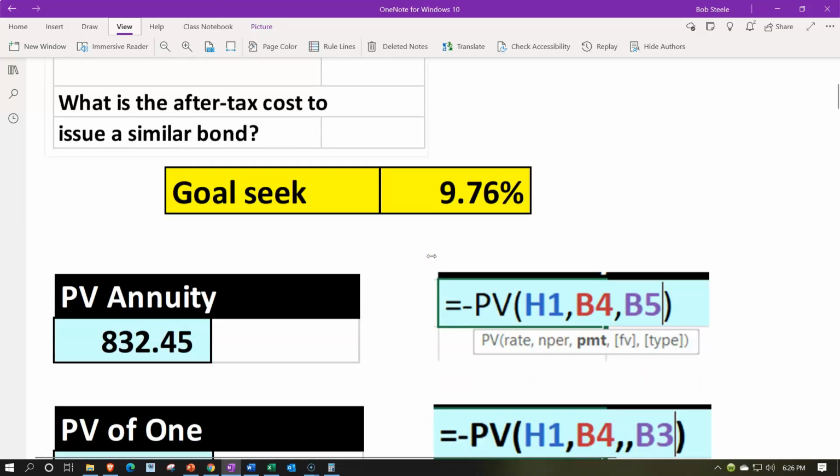Okay, so first I'm going to think about how we can do this first part, just basically find the market rate using GoalSeek, because it's a little bit more complicated of a problem than you think.